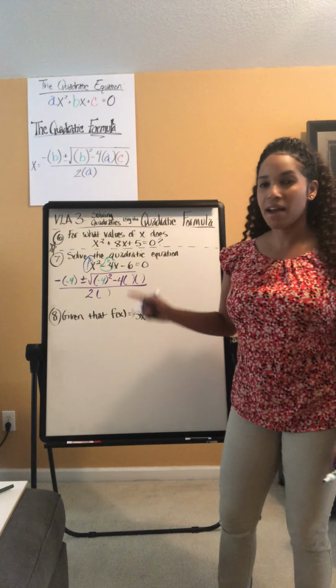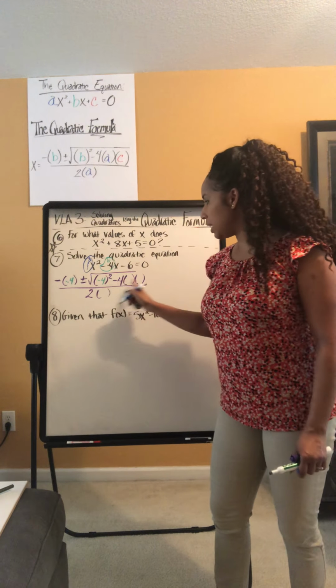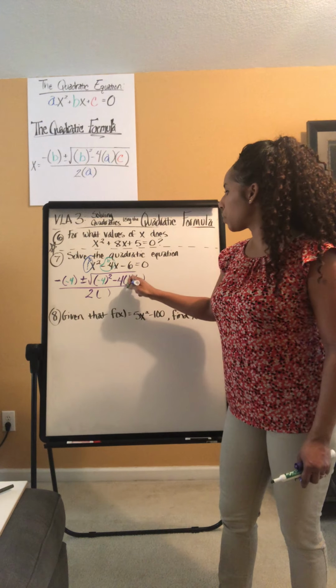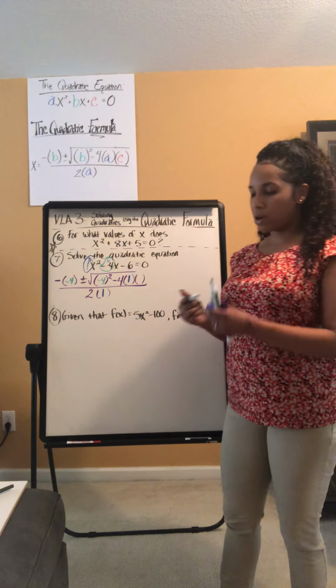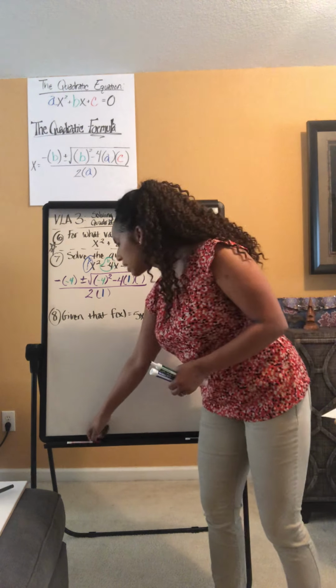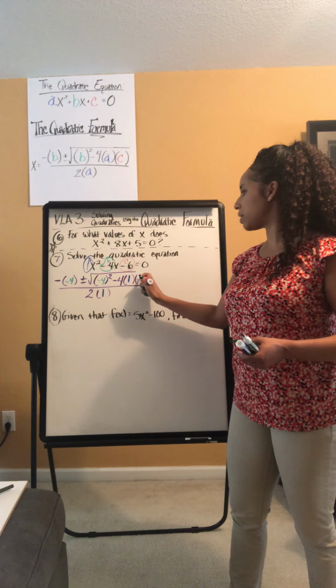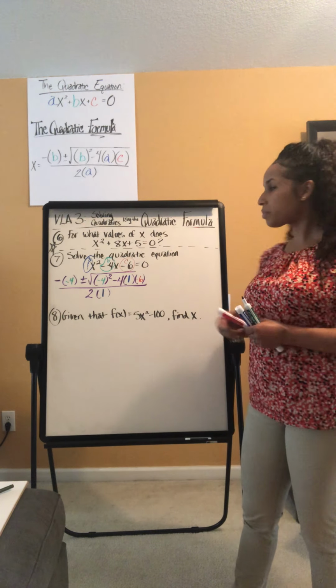It is never, ever, ever an x. There are never any x's in these blanks. So my A is the number 1. 1 on the top, 1 on the bottom, and my C is the number negative 6. The C is the constant all by itself, negative 6.